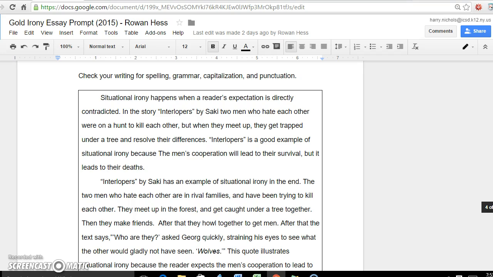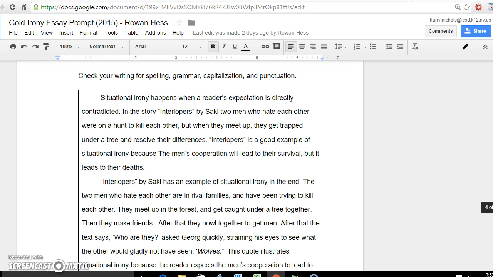Situational irony happens when a reader's expectation is directly contradicted. In the story Interlopers by Saki, two men who hate each other were on a hunt to kill each other, but when they meet up, they get trapped under a tree and resolve their differences. Interlopers is a good example of situational irony because the men's cooperation will lead to survival, but it leads to their deaths.